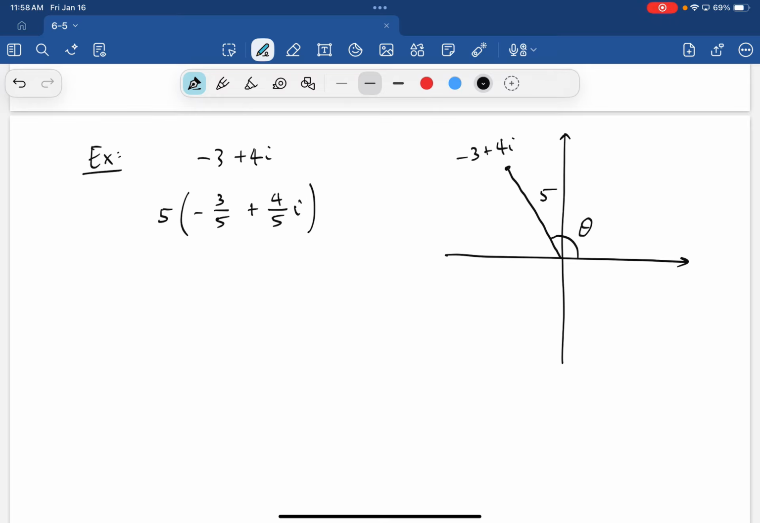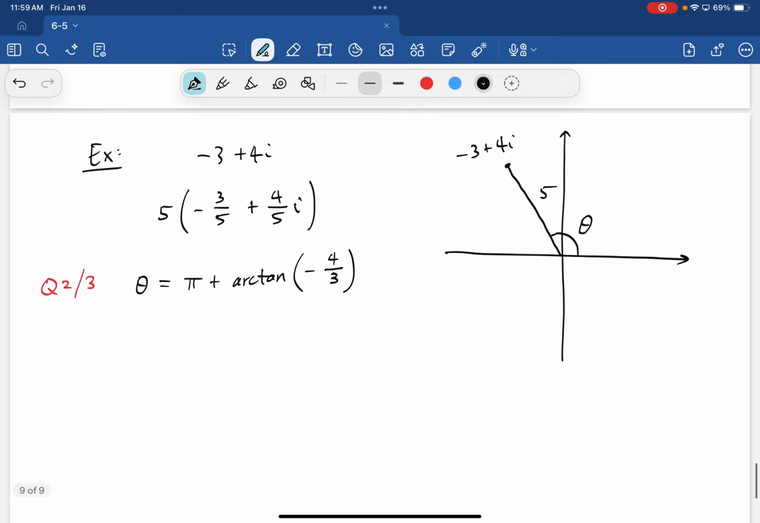Because this number is in quadrant 2 or 3, we're going to use the pi plus arctangent y over x formula. That tells us that theta is going to equal pi plus arctan y over x, which is -4/3. And so r equals 5 and theta equals pi plus arctan -4/3. This is really the exact same question as the vector question, except now we have it as a complex number. So it shouldn't be confusing at all.